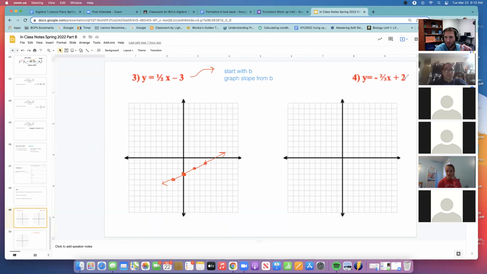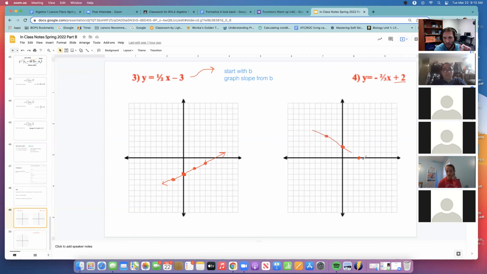Same thing over here, +2, that's your b, 1, 2, and then -2/1, 2, 3. You guys see this slope? It went down. This is a negative slope, it's going this way. This is a positive slope, it's going this way. Always a good idea to kind of check that. Down 2/1, 2, 3, that.